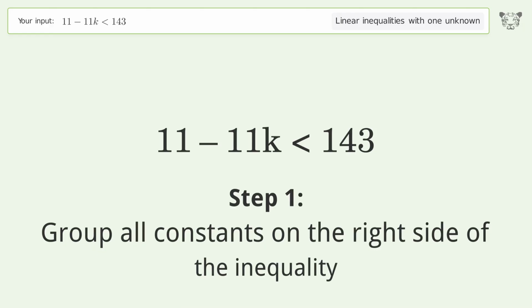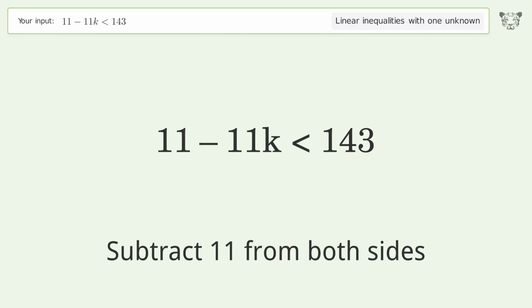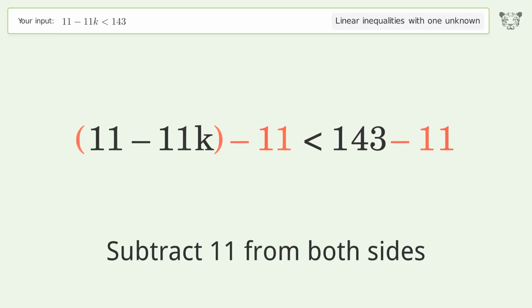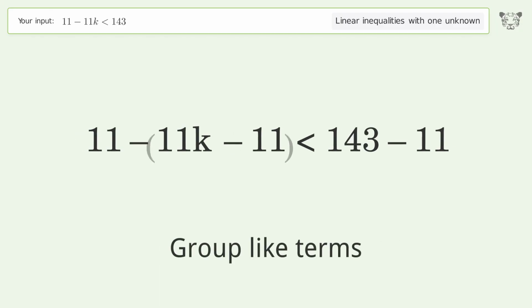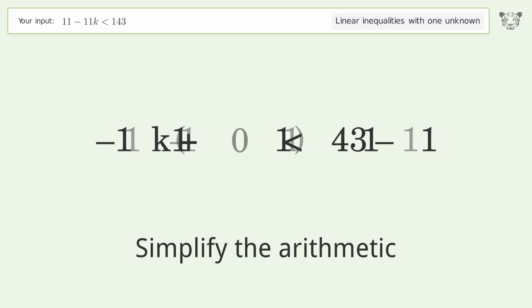Group all constants on the right side of the inequality. Subtract 11 from both sides. Group like terms. Simplify the arithmetic.